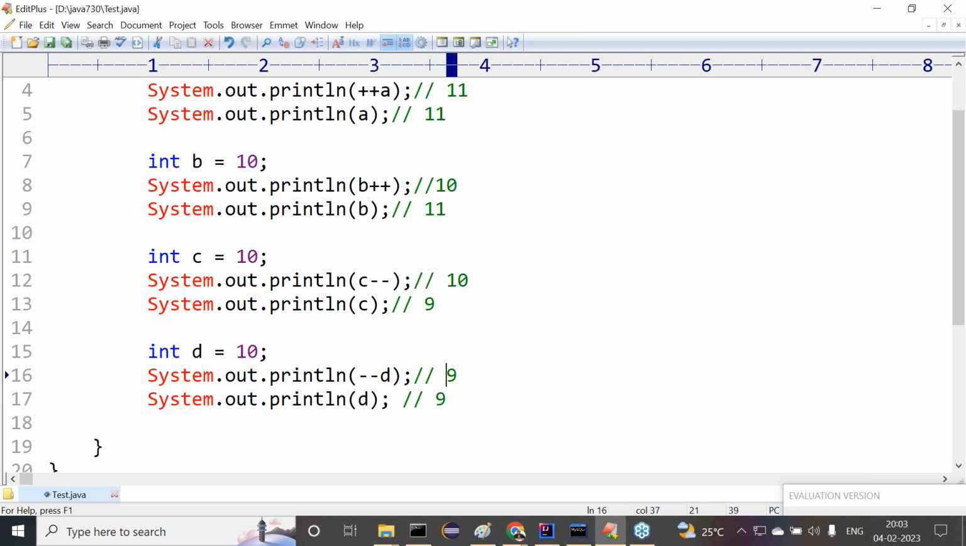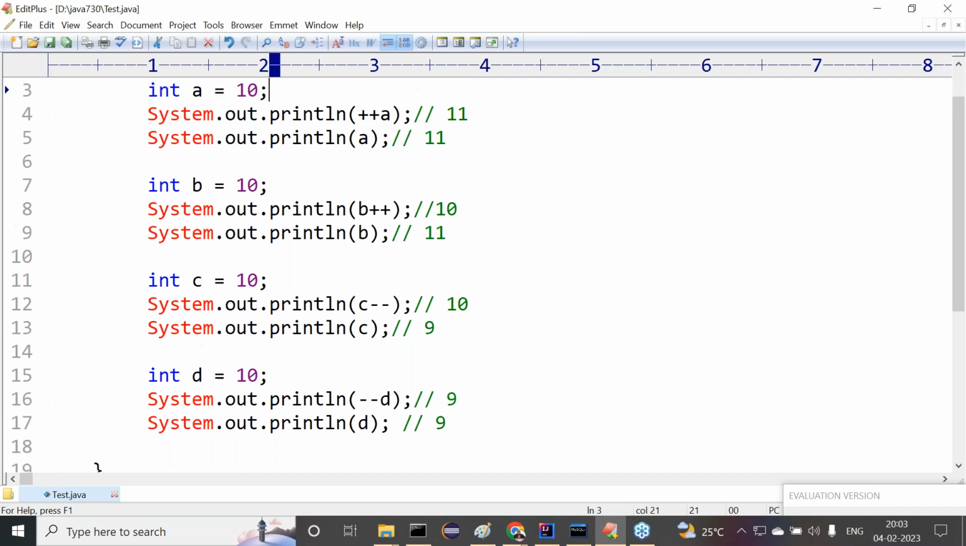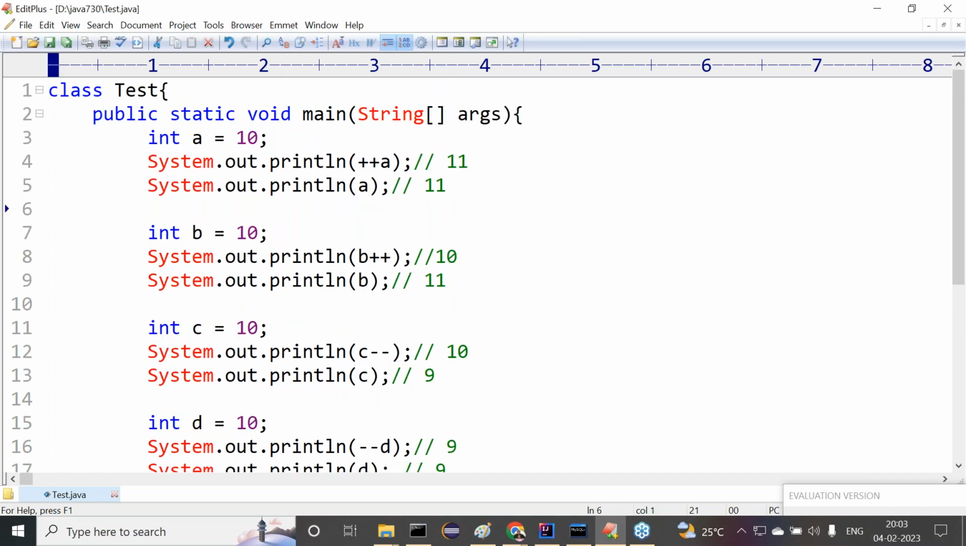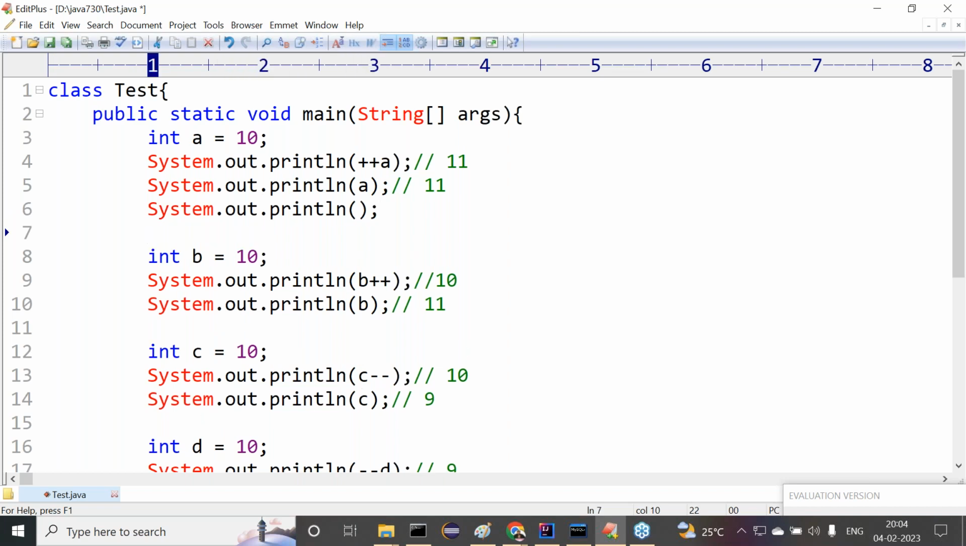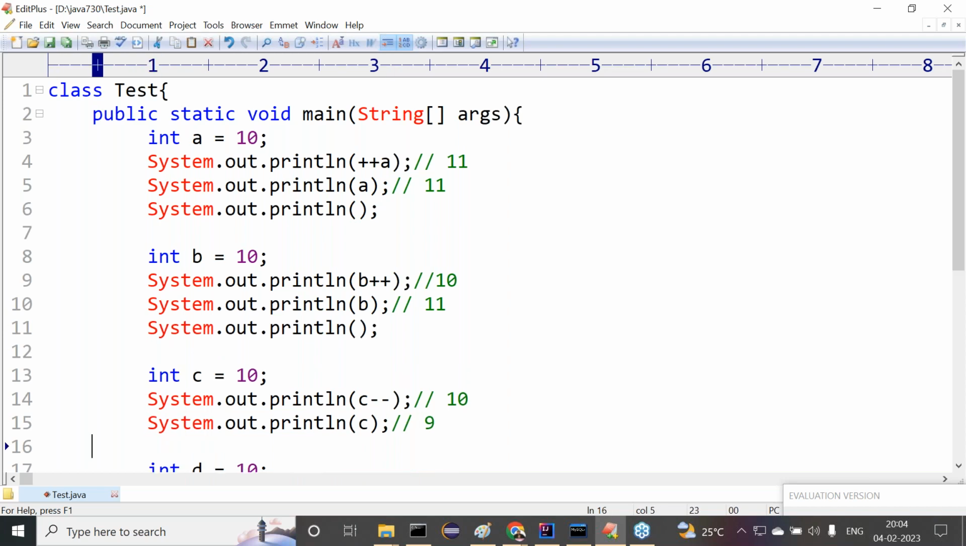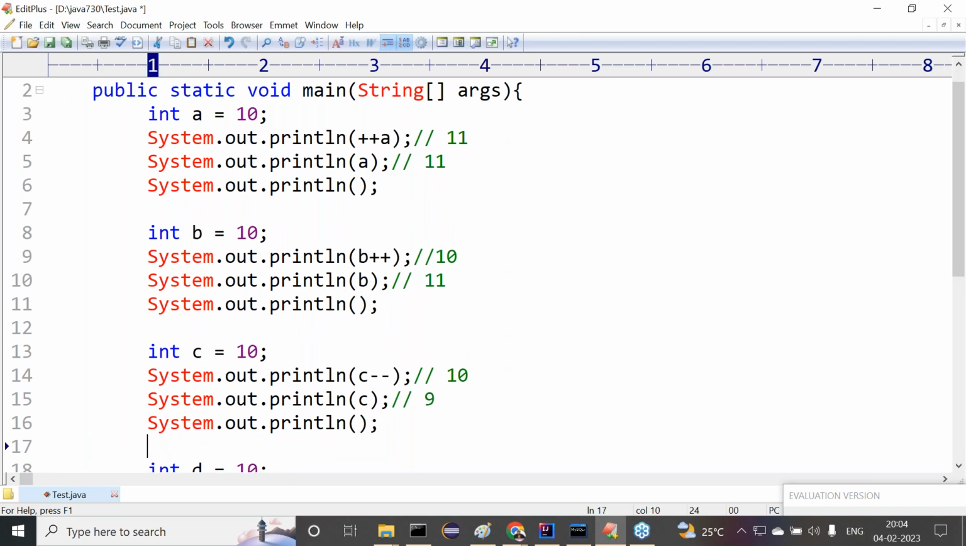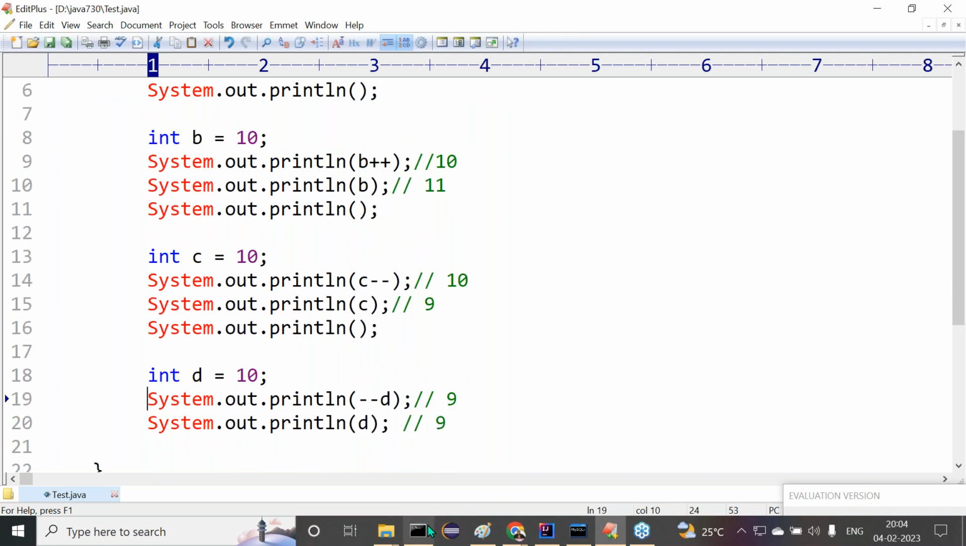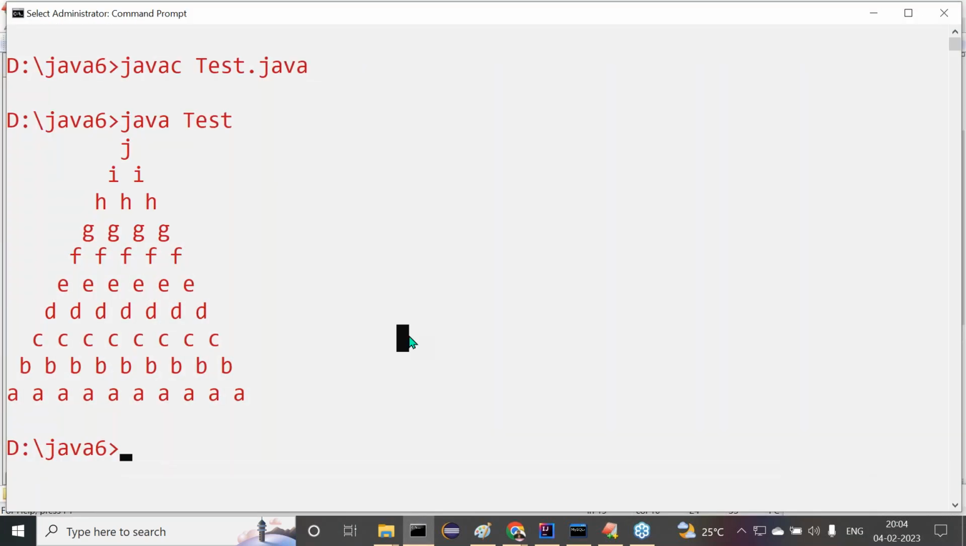Let us check this clearly. For every value, I want to provide one line space, sir. Line space in the sense, how are we able to provide this line space? Just write System.out.println without any parameter, and then a line space we are able to get. For our clarity purpose, I am taking this. Like this. Let me compile and execute this program.